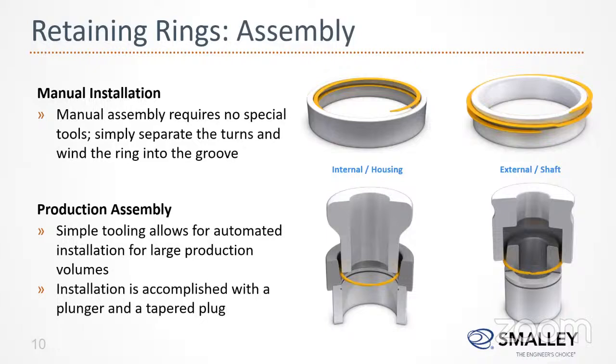So this is how it is assembled. We take a layer, just insert it into the groove and then push the remaining part of the retaining ring into the groove. Either it is a housing groove, internal, or the shaft groove. So if the volume is high, it has to be automated. So we can offer a plug and plunger arrangement so that it can be assembled in automated production lines, mainly in the automotive and the connector industries.